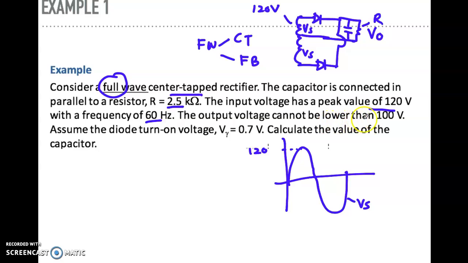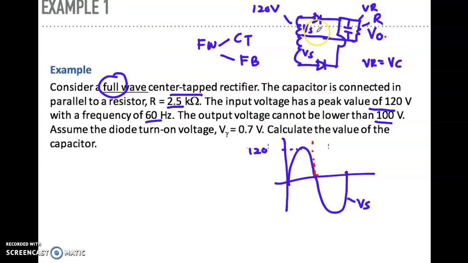The output voltage cannot be lower than 100. Output voltage means the voltage here, that is your VR, which will be the same as the voltage at your capacitor, because this is parallel. It cannot be lower than 100. So if we redraw the graph, what will happen at the output? So this is a full wave rectifier. So how can you get your V out from this circuit?